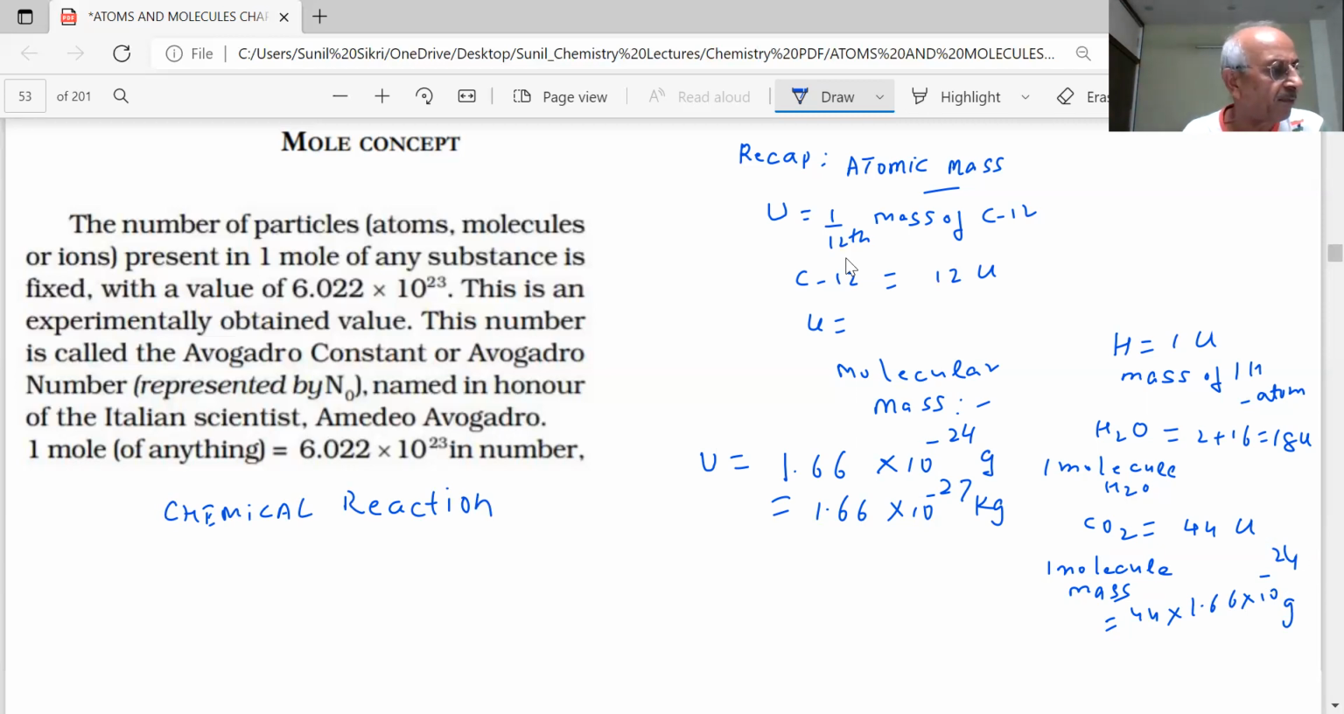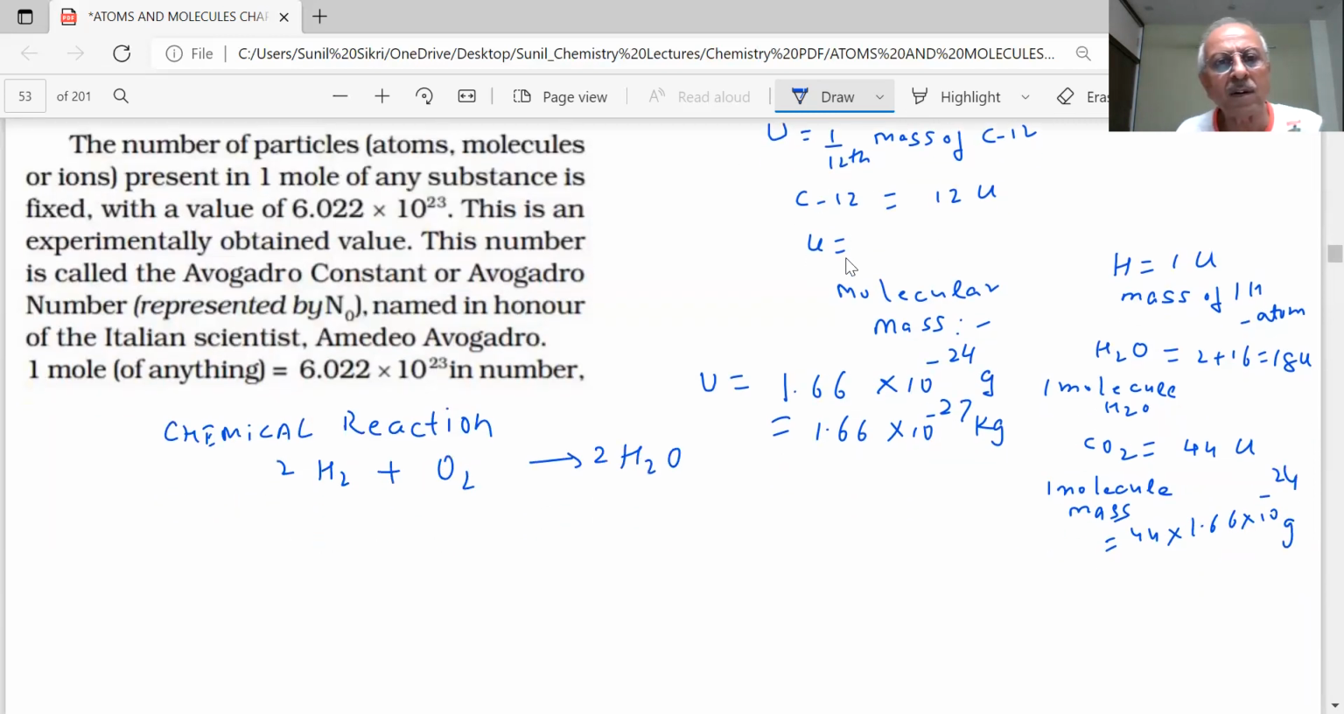For example, I write a chemical reaction here. I am saying hydrogen is combining with oxygen to form H2O, student. To balance this, there are two oxygen on the left and one on the right, so I have to put 2. That means 2 hydrogen. Now this is a chemical reaction. Is it a chemical reaction? Yes or no? Yes, sir.